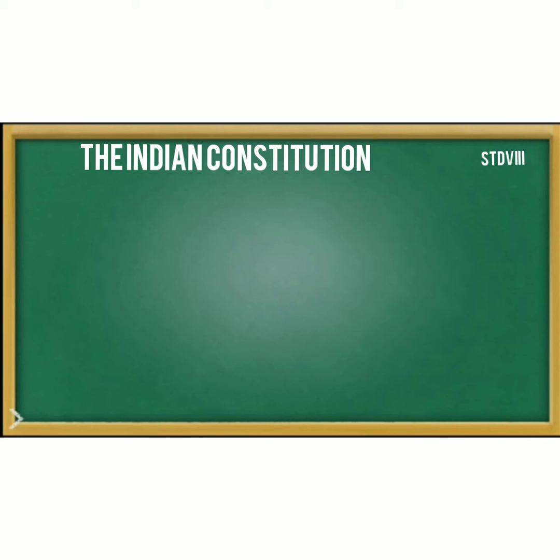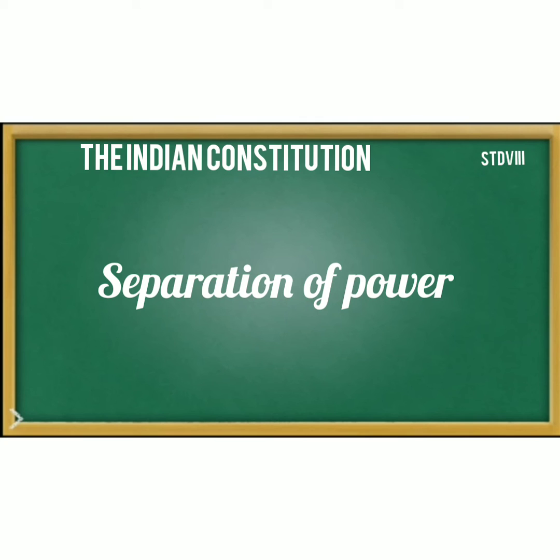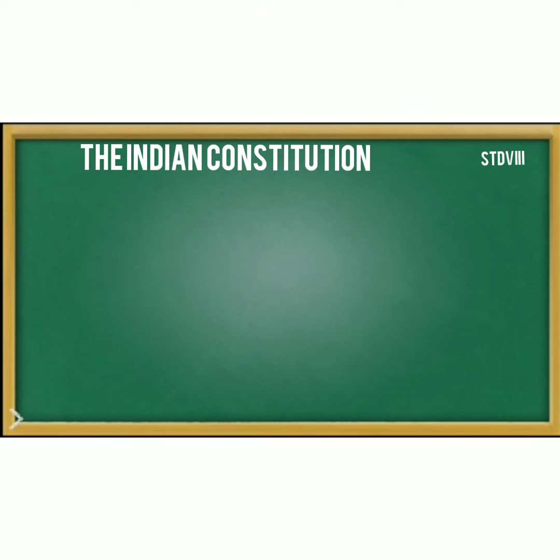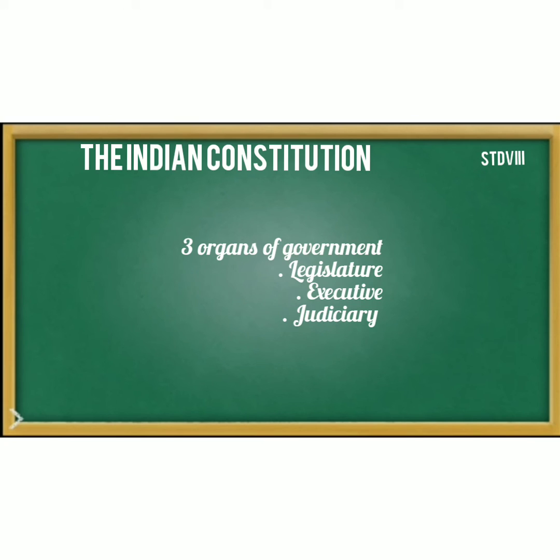Then the third feature is separation of powers. So according to constitution, there are 3 organs of government. So here also you can see a kind of division of power among different organs of the government. So which are those three organs? They are legislature, executive, and judiciary. And what is this legislature? It includes the elected representatives like MP, MLA, and all.